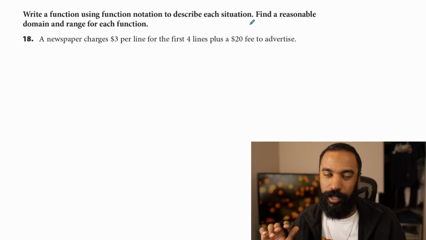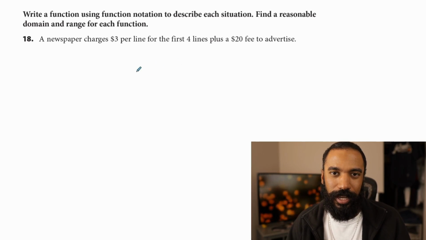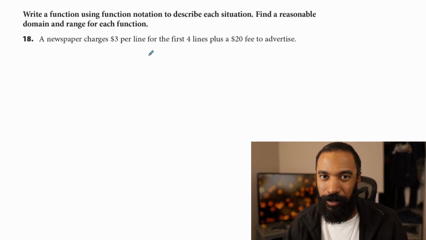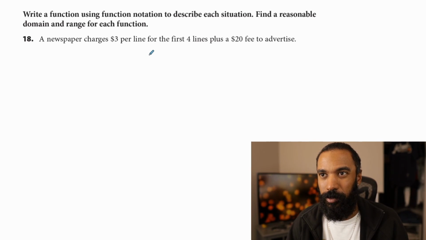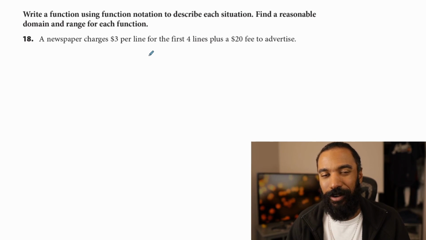$3 per line for the first 4 lines. Who knows what they do after that? Maybe 4 lines is the most they can have you do. Who knows? $20 fee to advertise straight up. You reserve a space, they're going to charge you $20, and now they ask how many lines. You say 0. Well, it's kind of up to you. I don't know if that's going to be reasonable in this case or not. I think 0 generally can be reasonable. You know what? For this one, why don't we go ahead and pretend like 0 doesn't exist? I don't know if that'd be true or not.